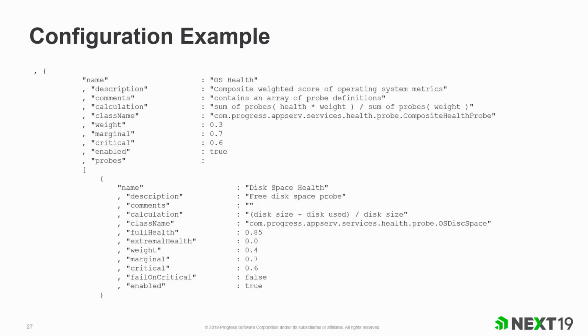And then finally, critical is when it will start being bad. Fail on critical for this is false, even though I think this is probably one that you might want to set to true, but that critical value is kind of high. It's saying, okay, if I have less than 60% of my disk space free, I'm bad.